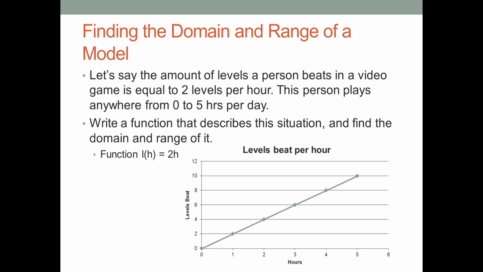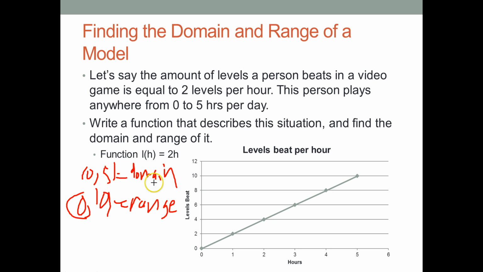So now this becomes pretty tricky. We want to find the domain and the range of the function. Now notice that this function does not go on forever. This person only plays from 0 to 5 hours per day. So we know that the independent variable can only go from 0 to 5. So just by that, we have determined the domain of this function. Now we need to determine how many levels the person can beat. So he can beat anywhere from 0 to 10 levels in these 0 to 5 hours. And so just by doing that, we've determined that 0 to 10 is the range of the function.